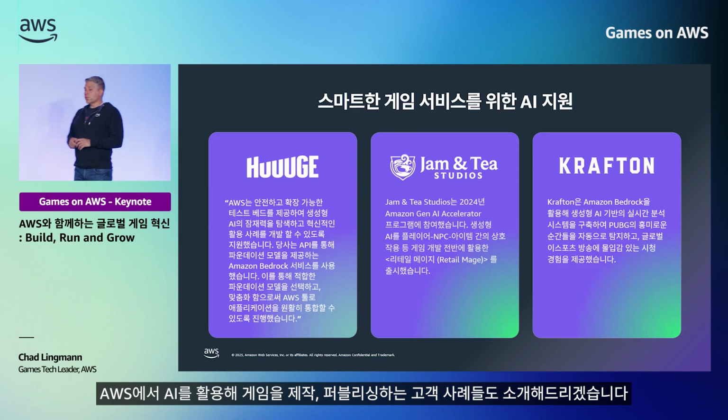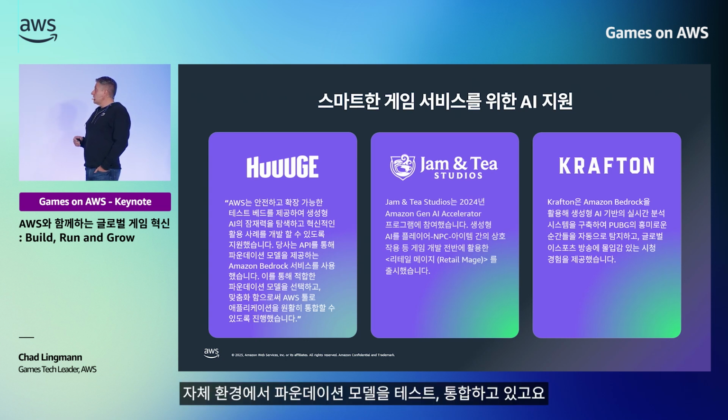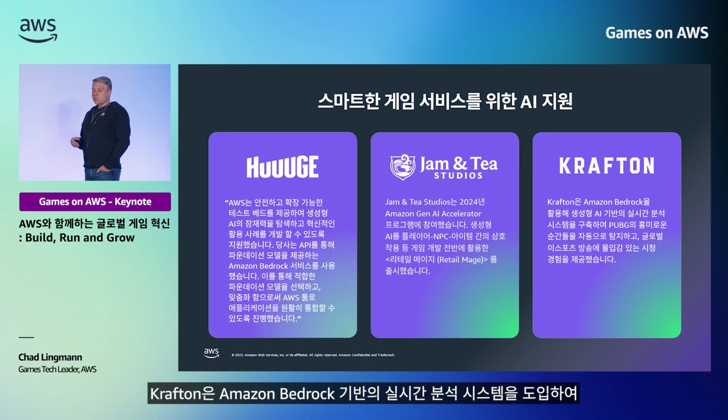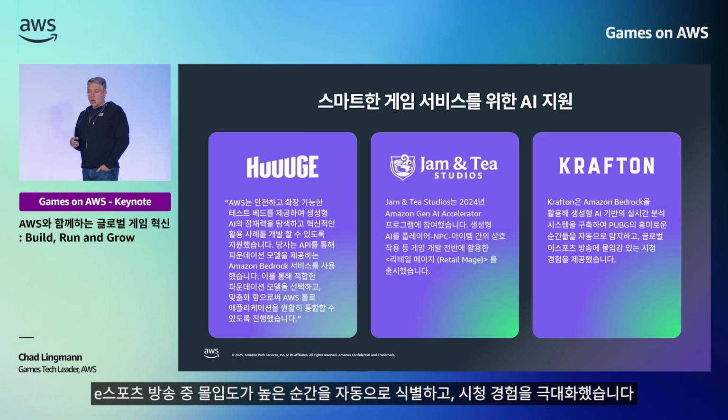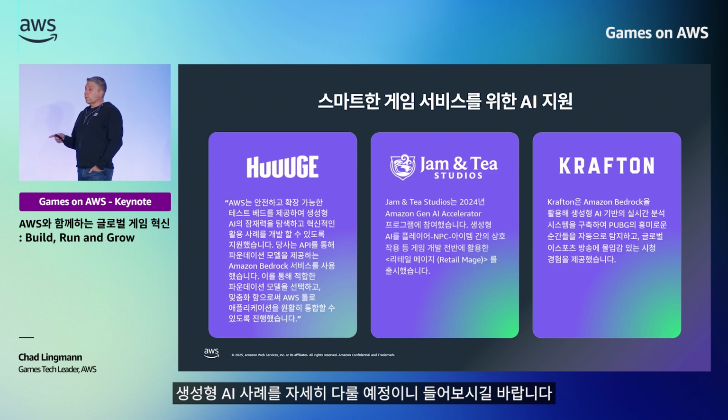Here are a few examples of customers using AI on AWS to build and publish games. Huge Games uses Bedrock to test and integrate foundation models privately. Jam&T Studios trains their models utilized directly for player interaction in-game, all on AWS. Krafton has implemented real-time analytics using Amazon Bedrock to automatically identify moments of engagement and increase the immersive nature of the esports broadcasts. So be sure to check out the Krafton breakout session and learn more about their Gen AI work in Track 3 this afternoon.